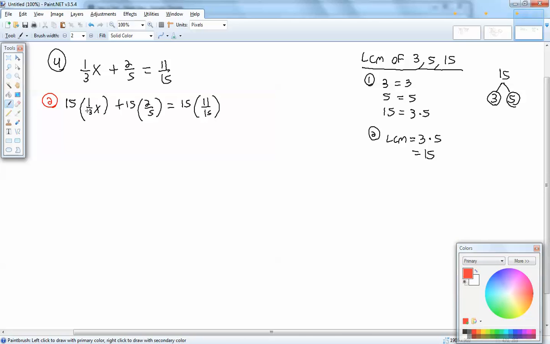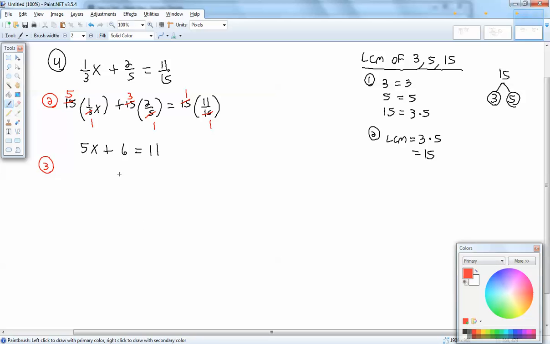Okay. 3 and 15 are both divisible by 3. 3 divided by 3 is 1. 15 divided by 3 is 5. 5 and 15, both divisible by 5. 5 divided by 5 is 1. 15 divided by 5 is 3. 15 and 15, both divisible by 15. 15 divided by 15 is 1. Again, if your denominators have all disappeared and there's 1s there, that means you picked the right LCM, or at least picked a common multiple. 5 times 1 is 5, so we got 5x, plus 3 times 2 is 6, equals 1 times 11, which is 11.